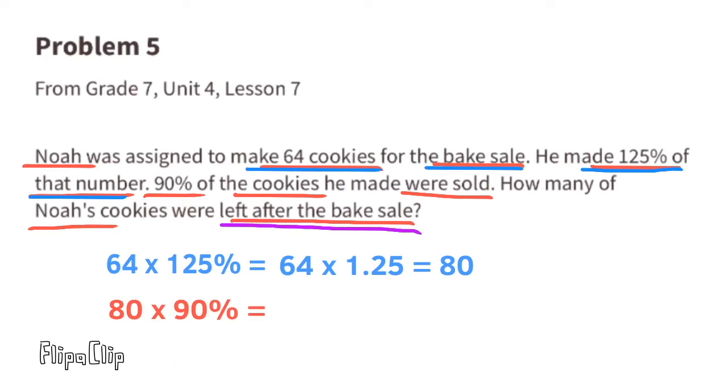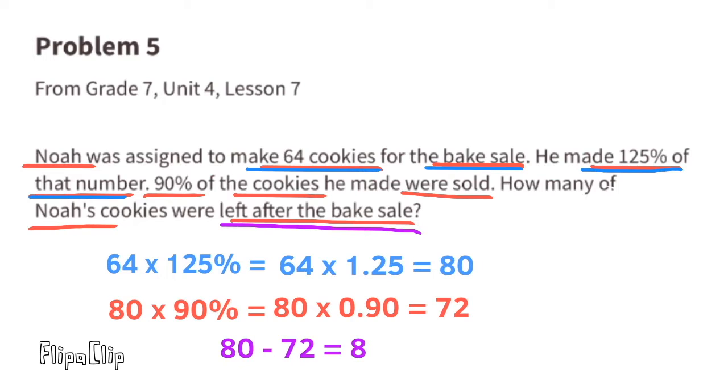90% of those cookies sold. So we can write this as 80 times 90%. And as a decimal, this is written as 80 times 0.9 or 80 times 0.90. And that equals 72. That means they sold 72 cookies out of the 80 cookies that he baked. 80 minus 72 equals 8. That's the number of cookies that were left over after the bake sale.